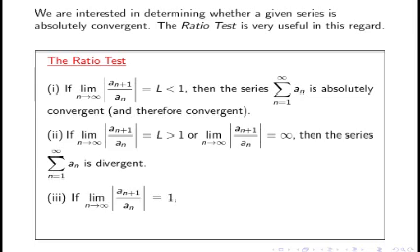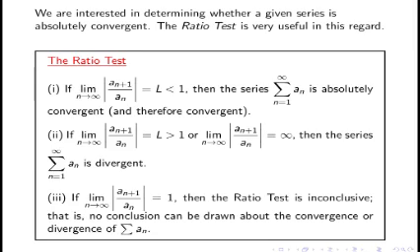Finally, the third part of the test. If the limit as n goes to infinity of the absolute value of a_(n+1) divided by a_n is 1, then the ratio test is inconclusive. And that means it could go either way. The test doesn't give us any information about the convergence or divergence of a_n.